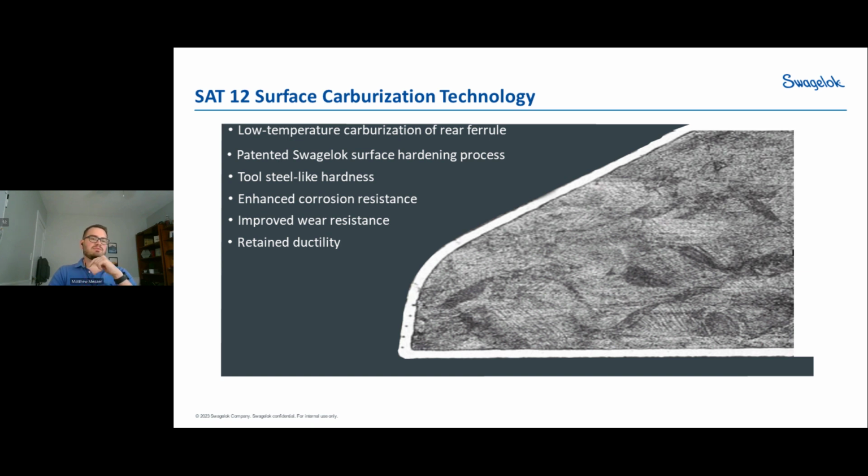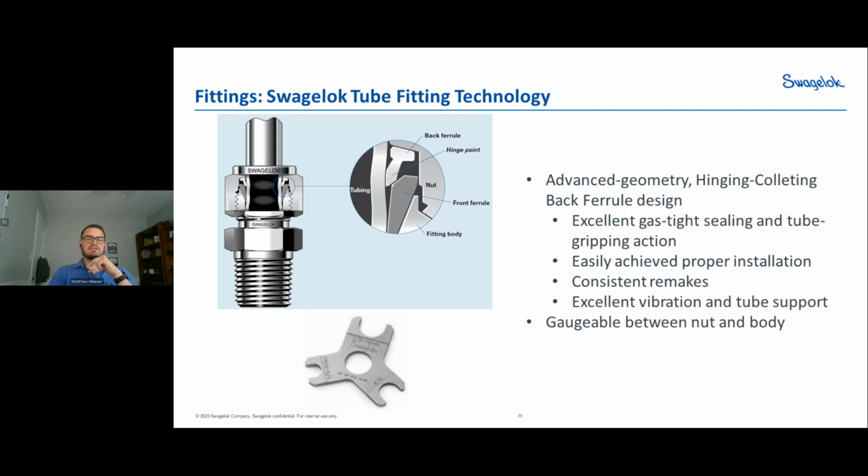So that's what we'll go to next, the back ferrule that Swagelok has designed, what we call our advanced geometry. It hinges and collets. The hinging and colleting action actually occurs where the bite point is on the back ferrule. You get that bite area at the nose of the back ferrule. And as you go further upward along that back ferrule, you see that surface that sits right up against the tube.